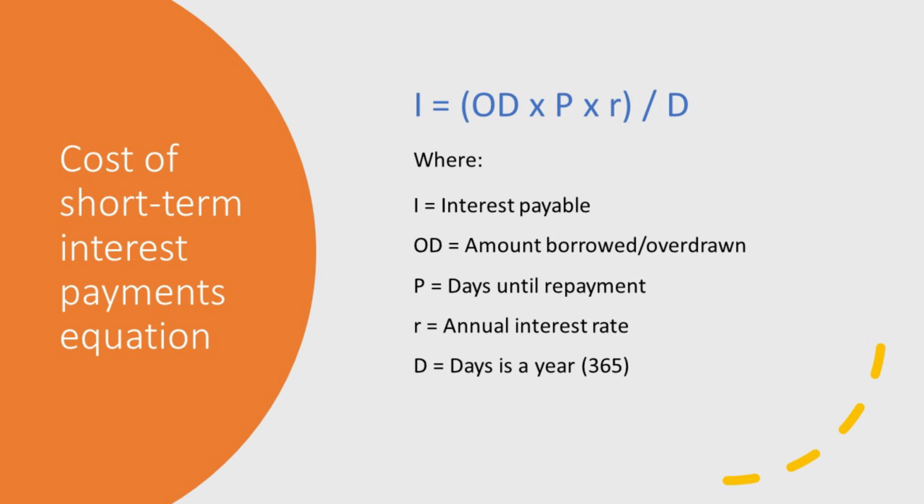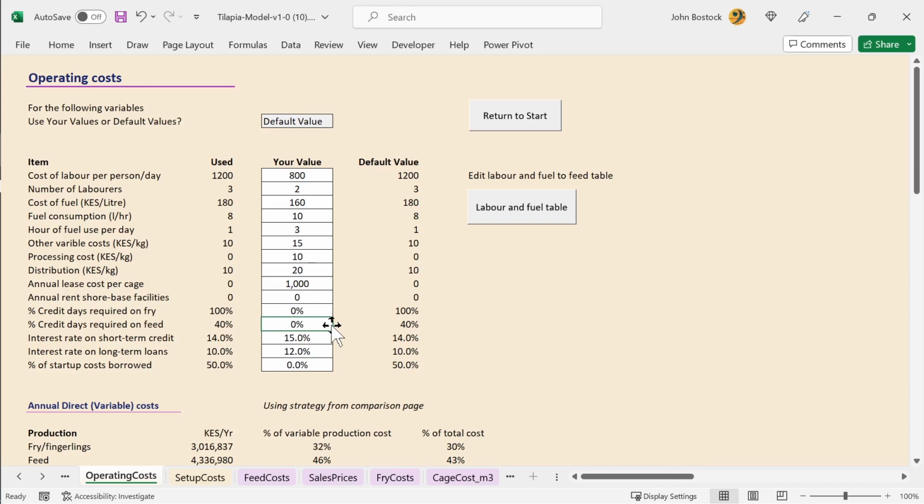Now do the same calculation, but assuming all the feed is purchased at the start of the rearing period, requiring a loan for the full amount. Use the total rearing period as the days until repayment. Now divide the actual interest cost by the amount you calculated as required if you purchased all the feed at the start, and multiply that by 100 to give a percentage. Enter that value into the % credit days required for feed field. The default value is 40%.